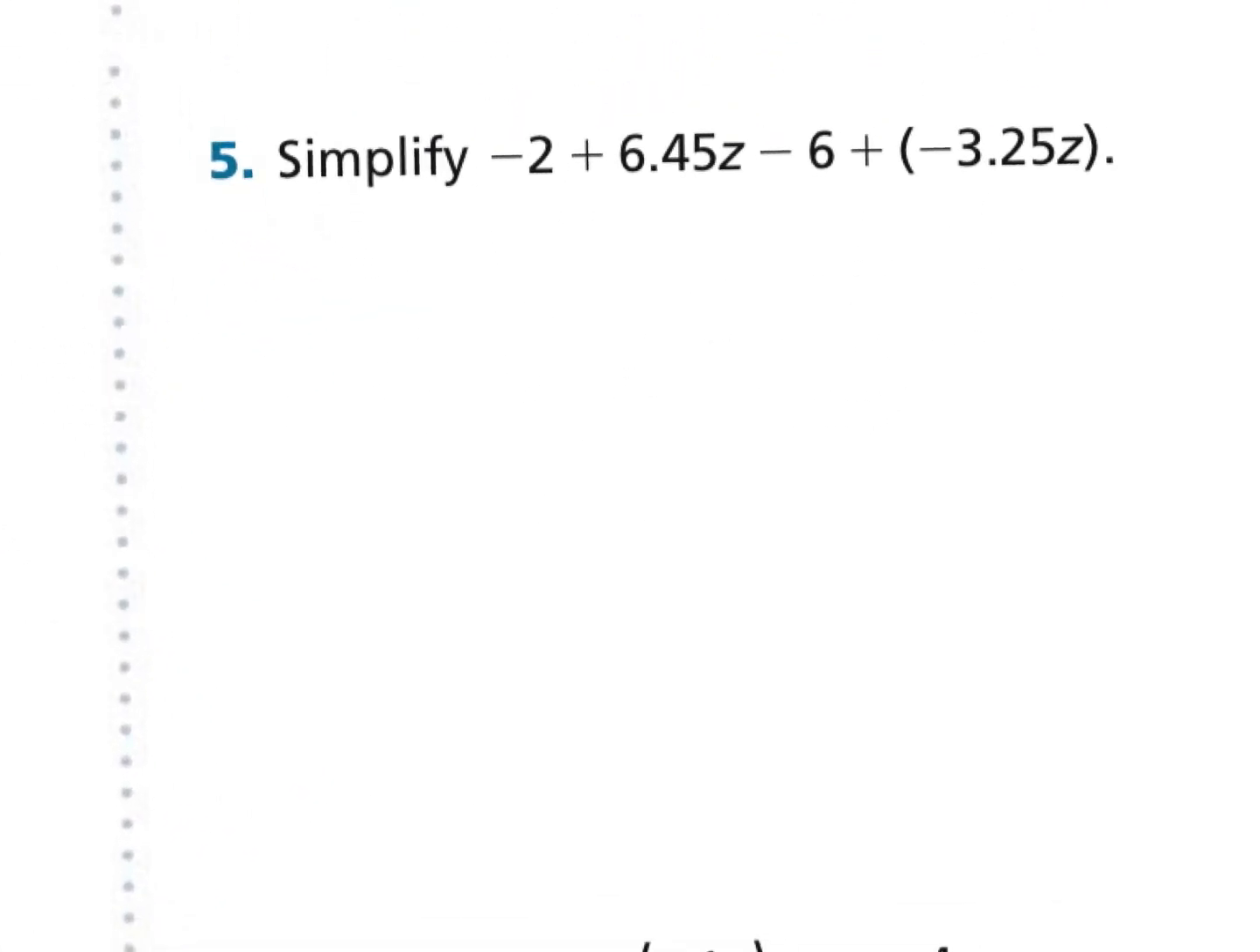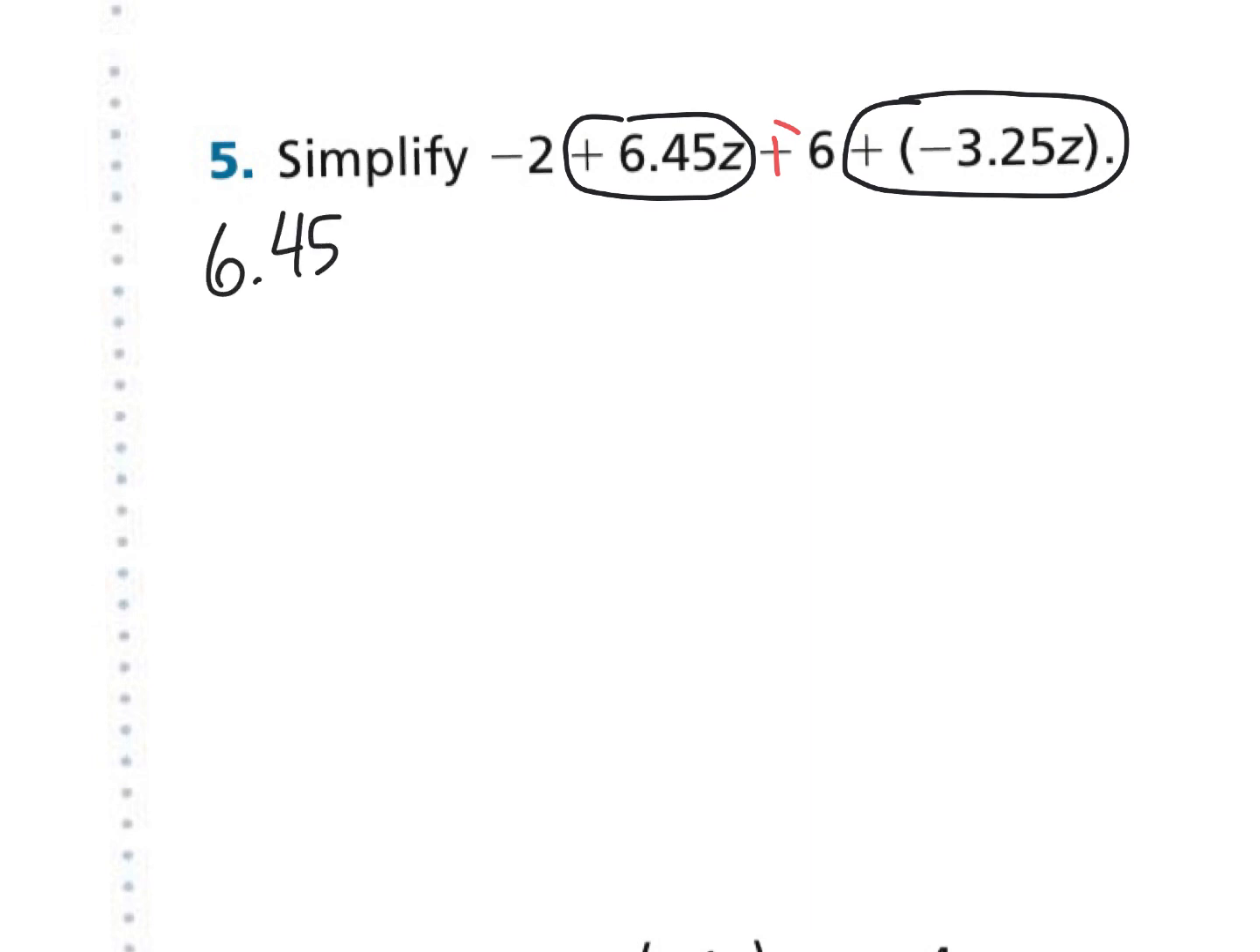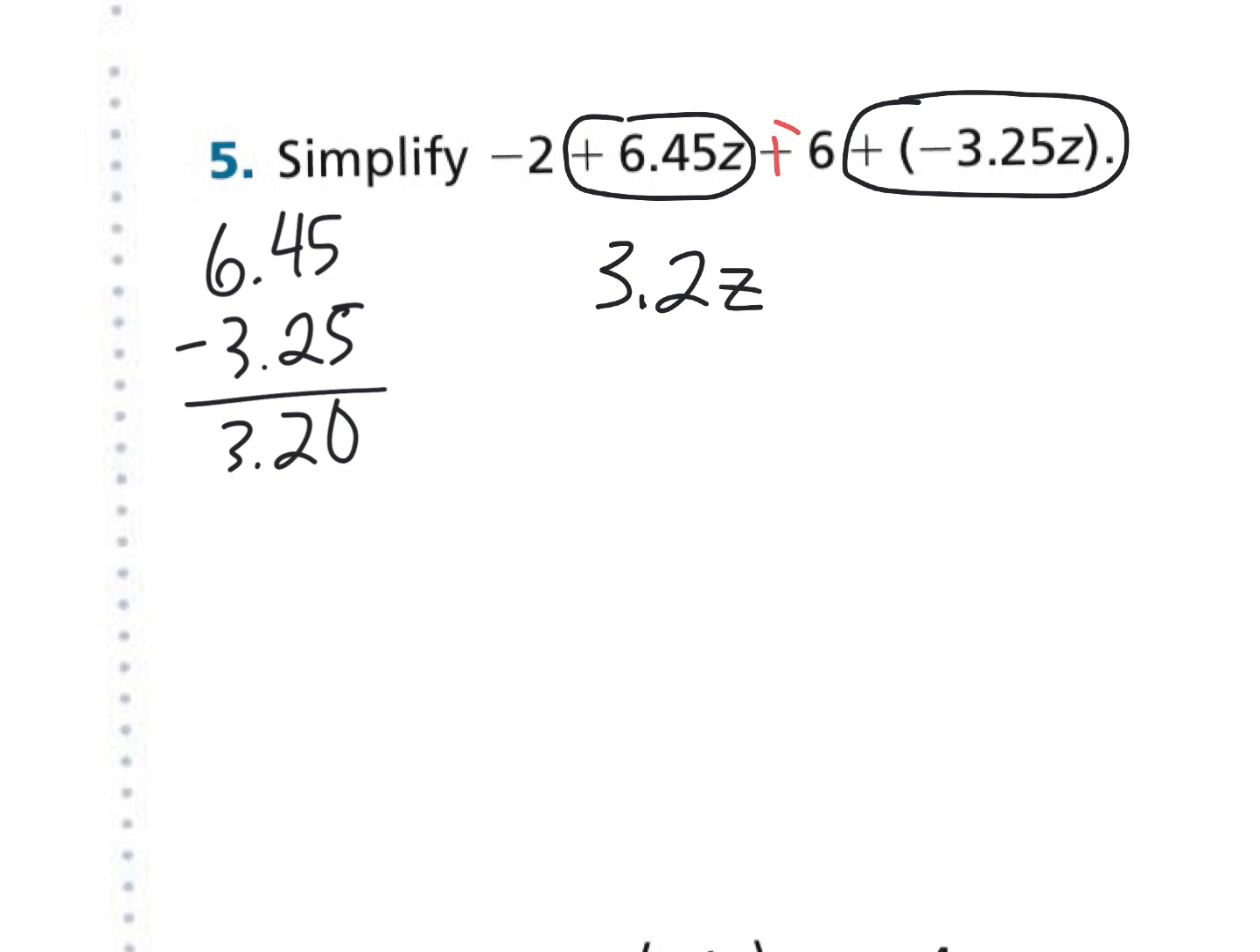Number 5, one spot we can add the opposite right here. And then we only have one variable, which is Z. Combine those together. Some are positive, some are negative, so they are battling it out here. We have more positives. You can put a 3.20 or just 3.2z.